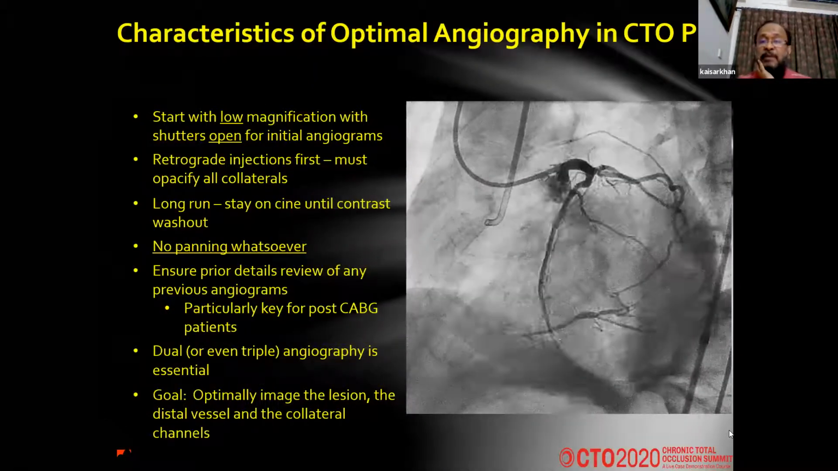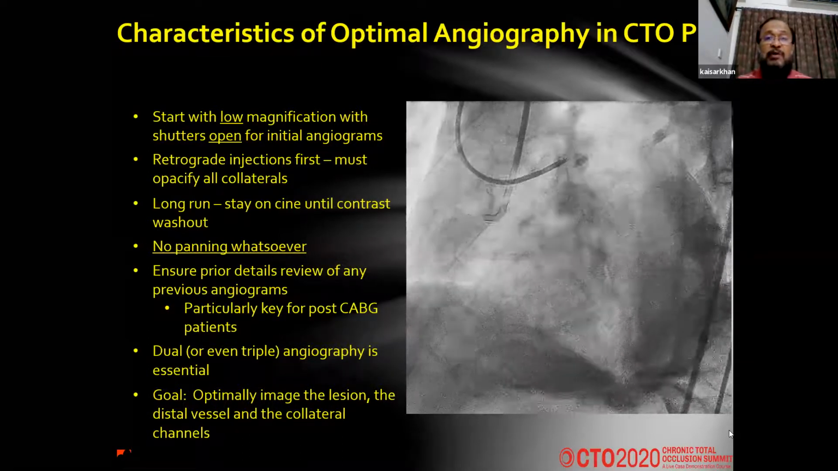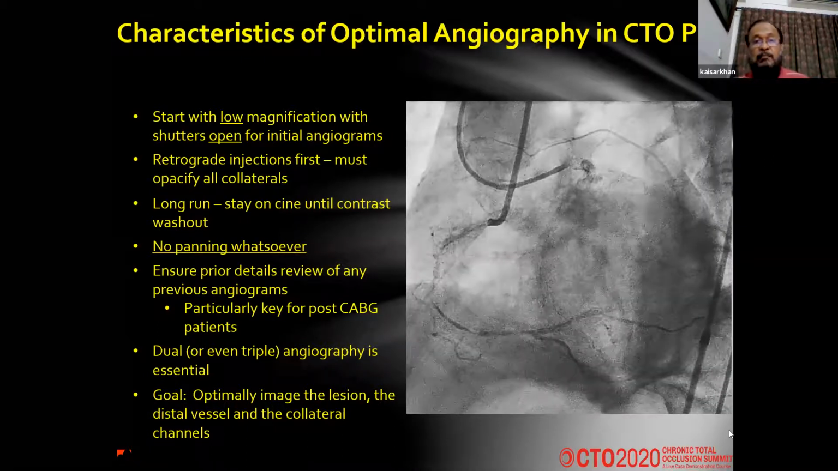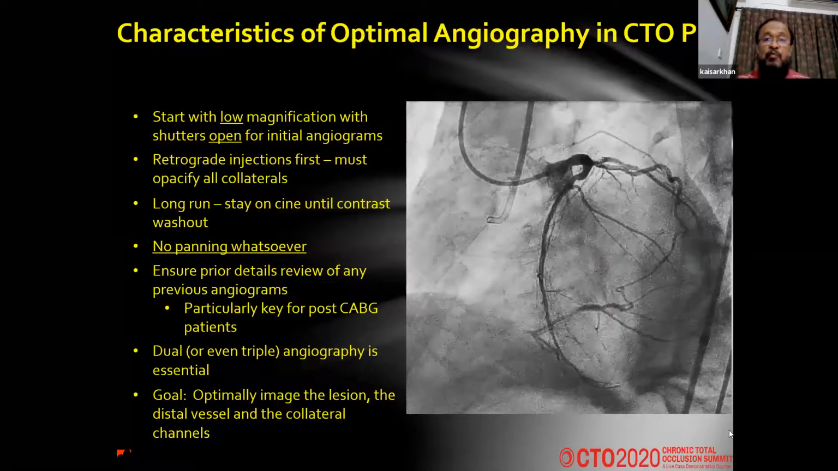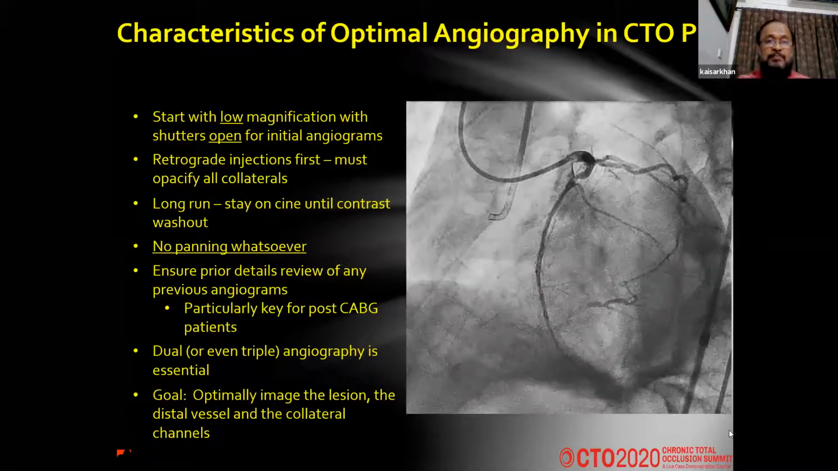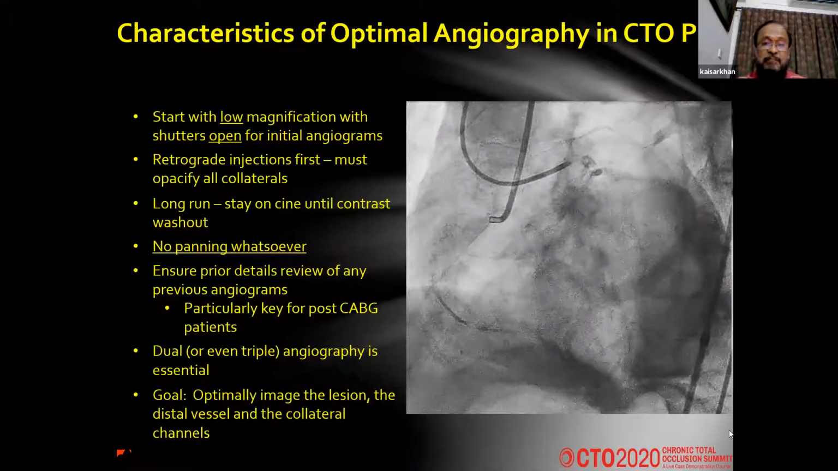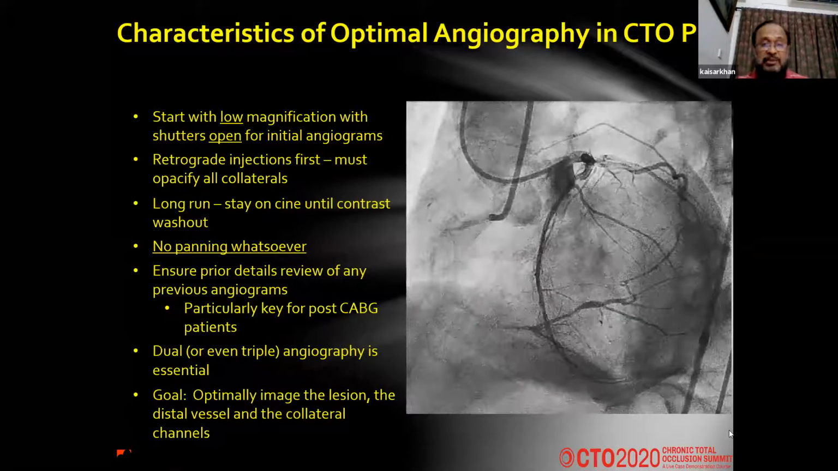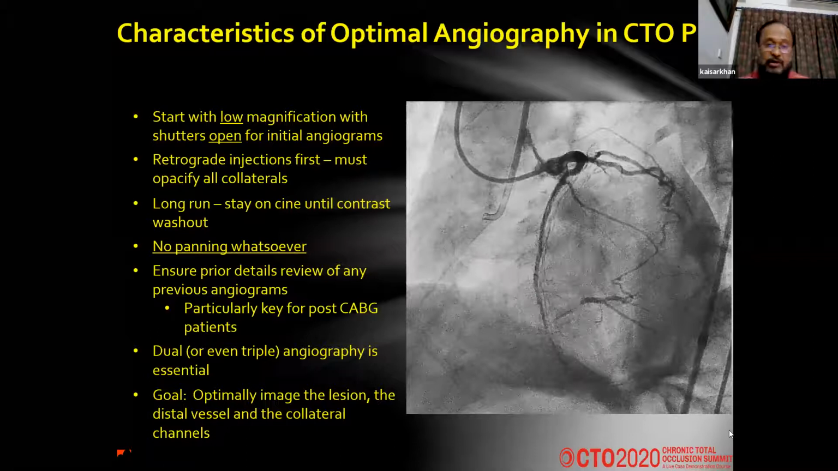So characteristics of optimal angiography in CTO PCI start with low magnification with shutter open for initial angiogram. Retrograde injection first, must opacify all collateral. Long run, stay on cine until contrast washout. No panning whatsoever. Ensure prior detailed review of any previous angiogram, particularly post-CABG patients. Dual angiography is essential. Goal: optimally image the lesion, the distal vessel, the collateral channels.